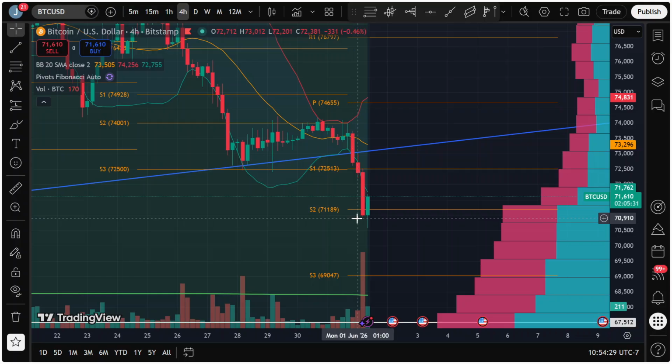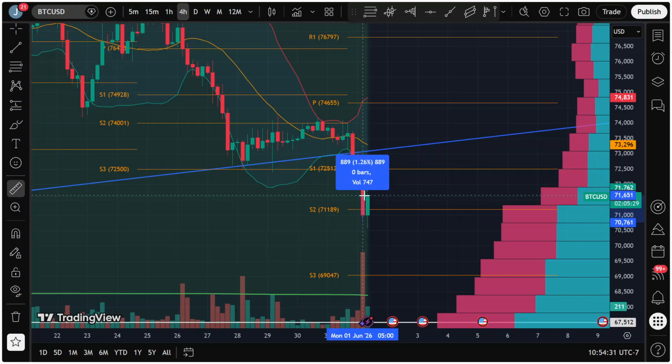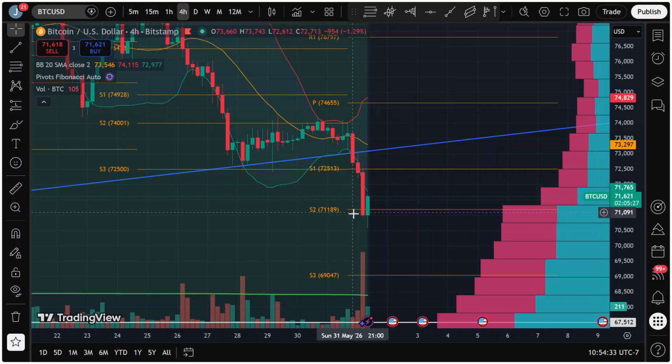Although this one already, let's see, this one's already a little bit above a 1% one had you caught it towards the beginning of this candle.